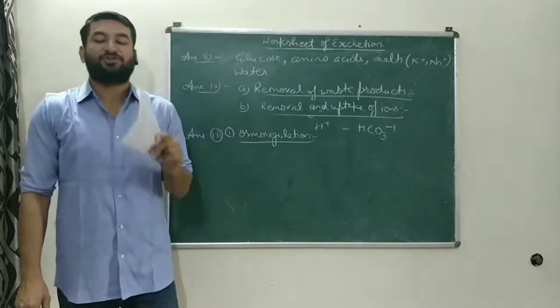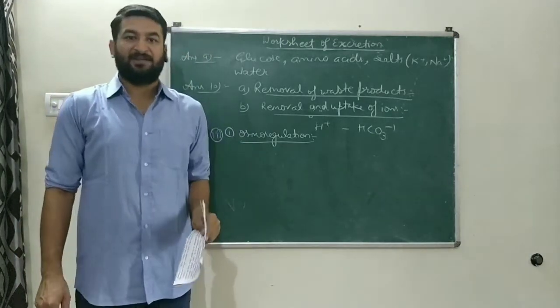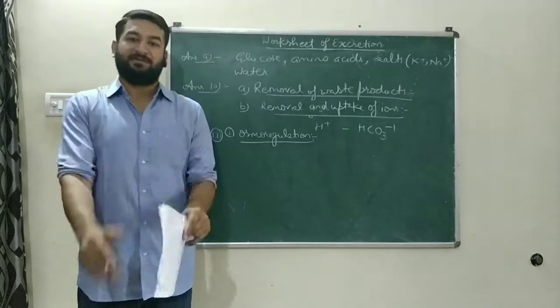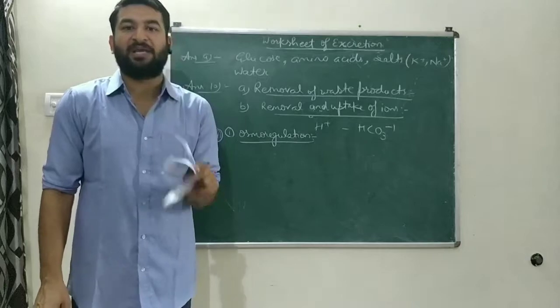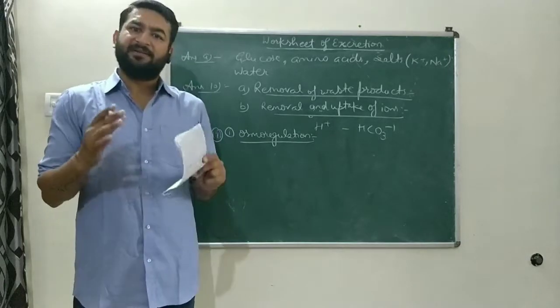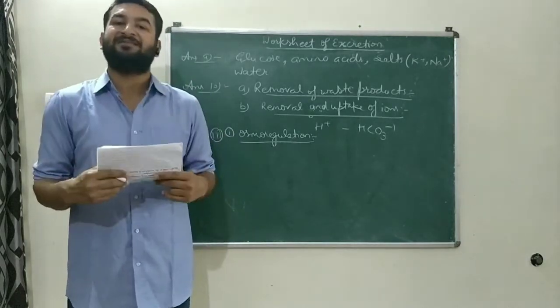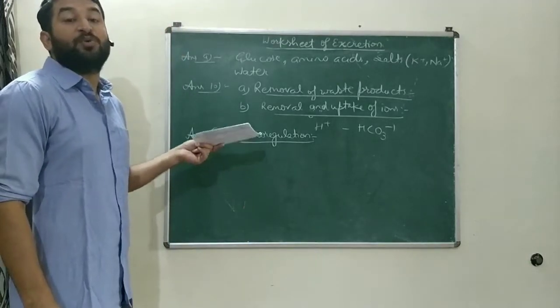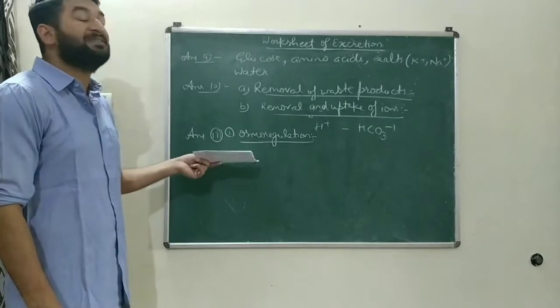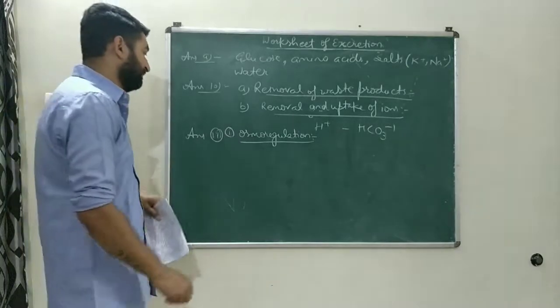Kidneys maintain the salt and water balance inside the body of human beings. That is why kidneys are known as major osmoregulatory organs. They maintain the osmoregulation of our body.